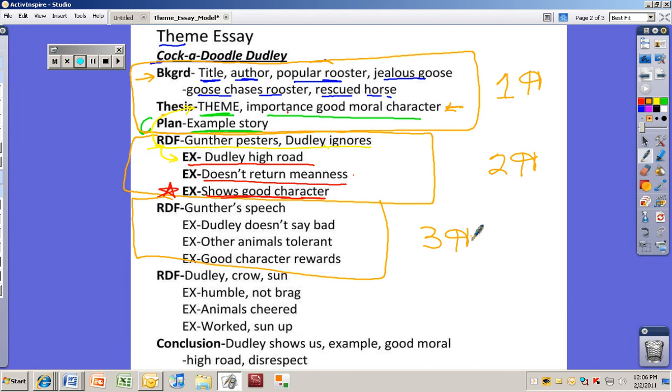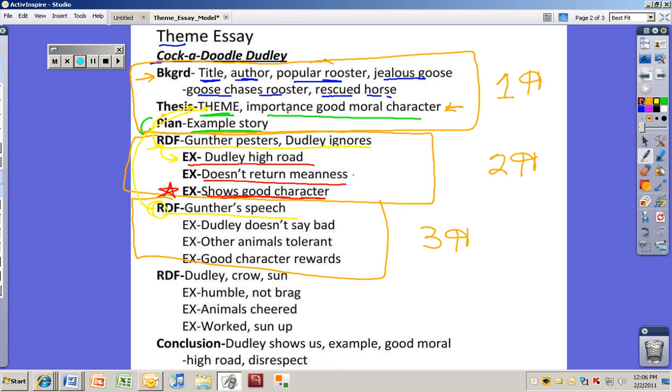I don't think it takes that many, but I want to give 3 examples from the book that prove that this is the theme, instead of only 2 examples. 2 just didn't seem like enough for me. All right, so what color am I going to make my next RDF? Red. Oh, you guys got tricked on that one. Yellow. And the second example, second reason from the book that shows me that the theme is to have good moral character is the story of when Gunther gives his speech to the other animals. Okay, so that's going to be my second reason. And then I'm going to go on to explain it.